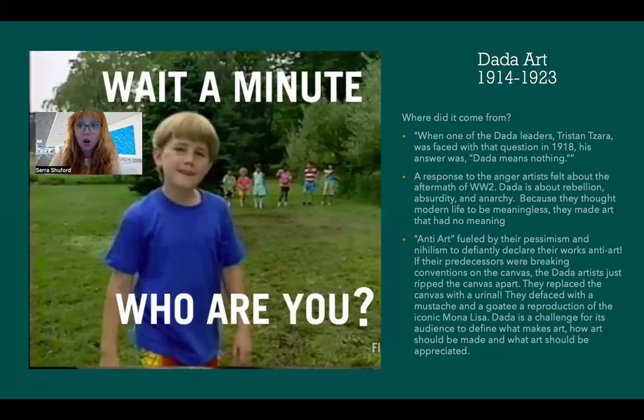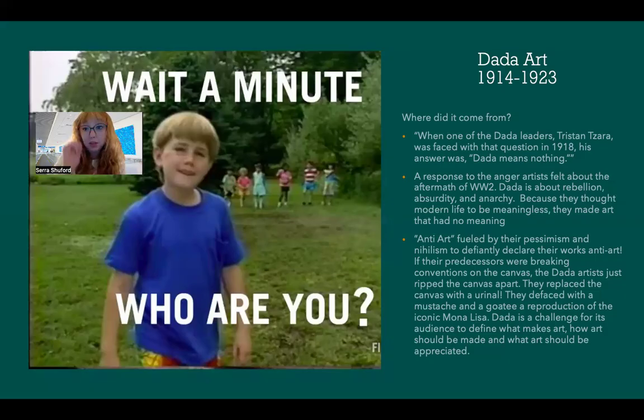They're anti-art, fueled by their pessimism and nihilism to defiantly declare their works anti-art. If their predecessors were breaking conventions on the canvas, the Dada artists just ripped the canvas apart. They replaced the canvas with a urinal. They defaced a reproduction of the Mona Lisa with a mustache and a goatee. Dada is a challenge for its audience to define what makes art, how art should be made, and what art should be appreciated.